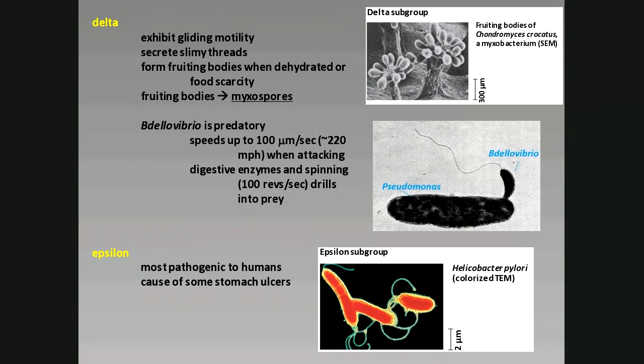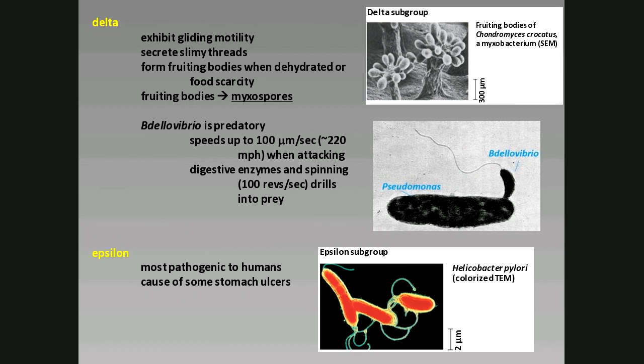Bdellovibrio is a neat one. In the picture on the right, Pseudomonas is being attacked by Bdellovibrio. Bdellovibrio is a predator. It can actually swim pretty quick, up to 220 miles an hour scale-wise. And then what it does is it attaches to Pseudomonas, and then it spins like a drill, and it spins through until it punches through and then destroys the organism.